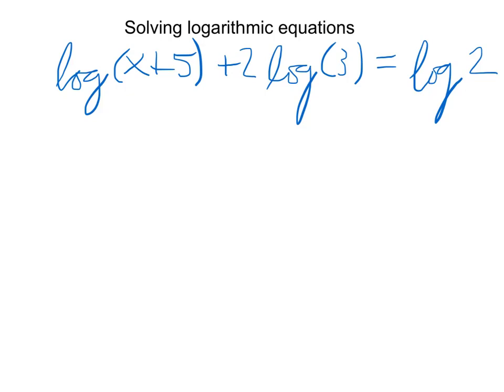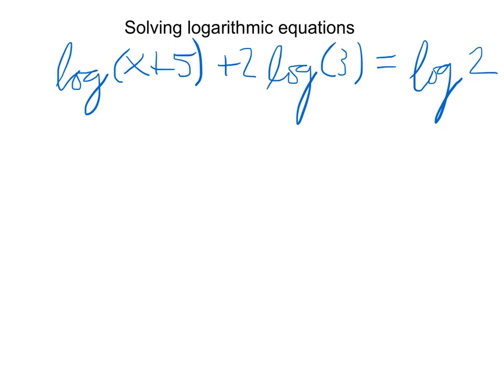When solving logarithmic equations, the first thing you have to do is compact all the logs on one side of the equal sign, or on both sides of the equal sign, into one log, if possible. In this case, both of the two logs that I have are base 10, so I can easily combine this log and this log.